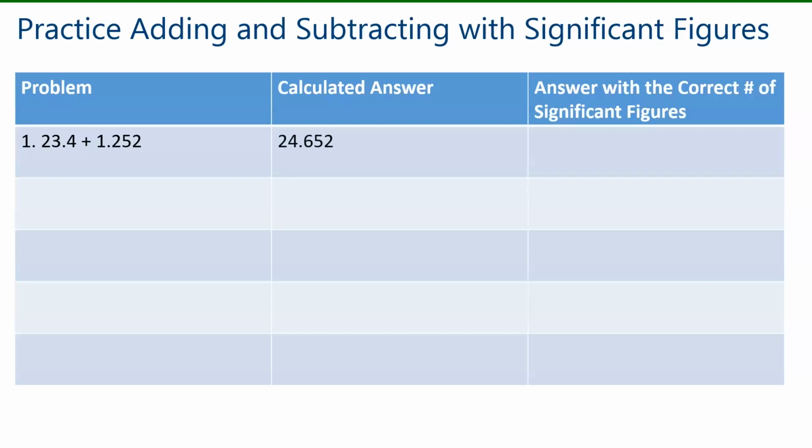When you put this in your calculator, the calculated answer is 24.652. But our answer with the correct number of significant figures is going to be different than that. So the rule for adding is that your answer has the number of decimal places as the number in the problem with the least number of decimal places. So in the problem, the least number of decimal places is 1, which means our answer should have 1 decimal place. We also have to remember our rules for rounding.